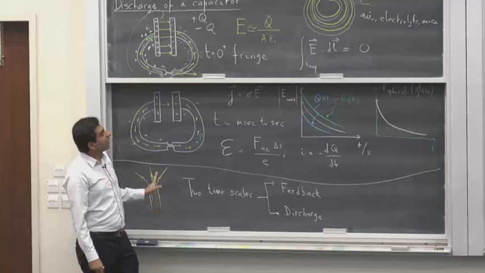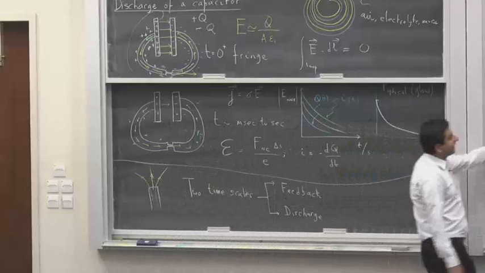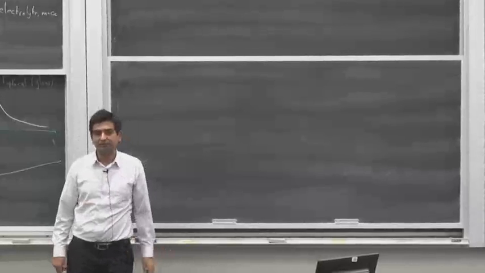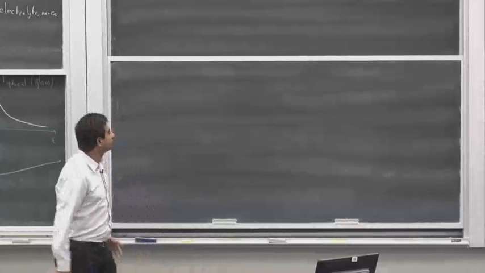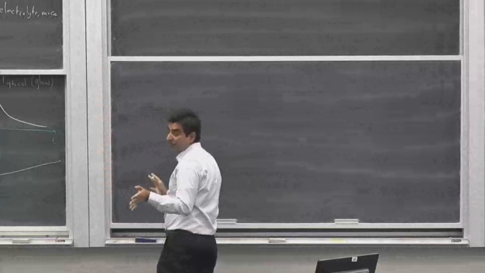Alright, now this is how a capacitor discharges. I would like to leave this as an exercise for you to ponder upon. How does a capacitor charge up in the first place? So now consider a circuit like this. I'm not going to describe the circuit, but this is something for you to consider on your own.